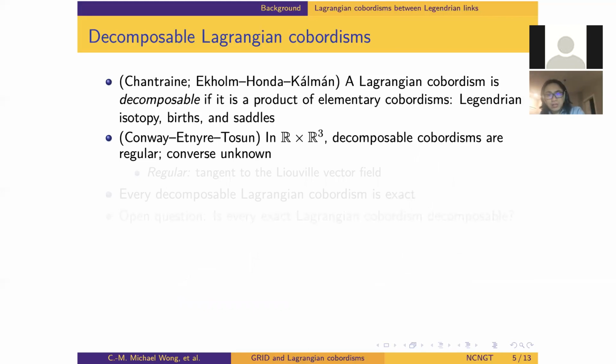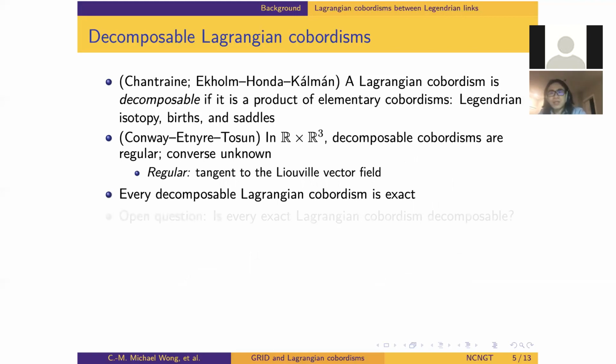Now, Conway and Ng-Tosun proved that at least in R cross R3, decomposable cobordisms are regular. The converse is unknown right now. Regular here means that the cobordism is tangent to the Liouville vector field. The thing you need to know is that regular cobordisms are all exact. And so every decomposable Lagrangian cobordism is exact, and so the open question now is the converse, right?